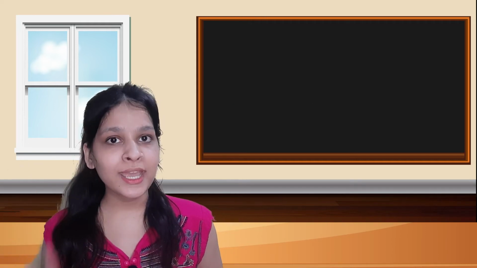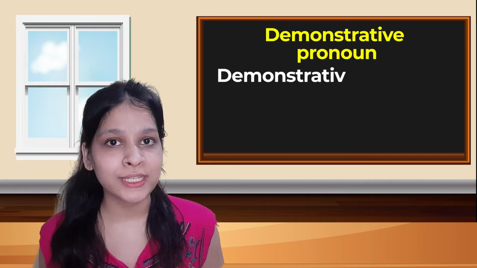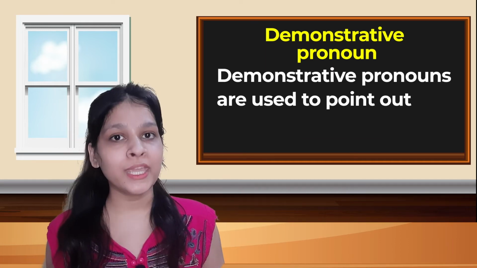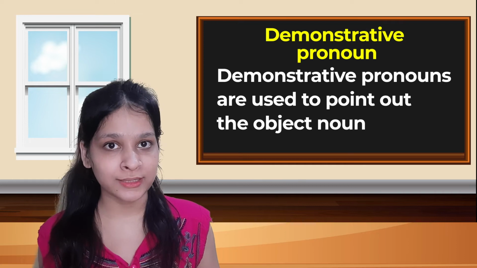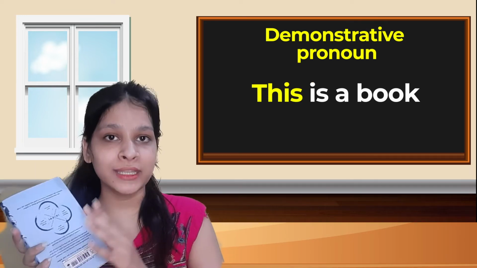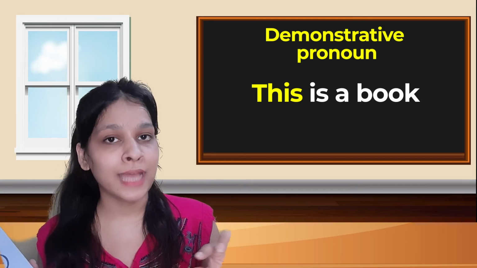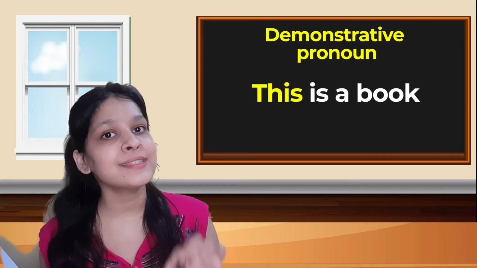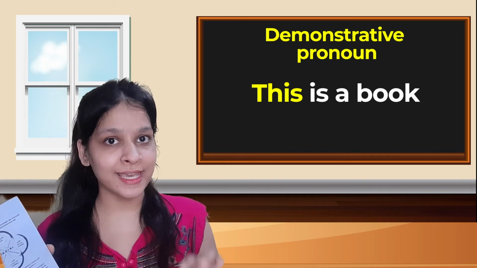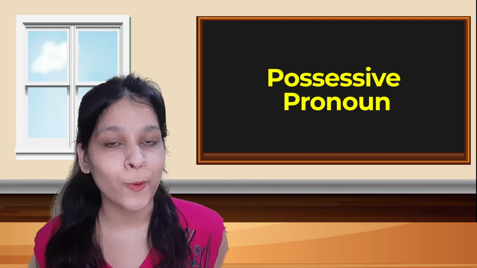Number 3 is demonstrative pronoun. Children, demonstrative pronoun में हम अपने noun को point out करते हैं. कैसे? This is a book. The noun, that is our book, is pointed out by a word, that is our pronoun, and that is this. This is a book.